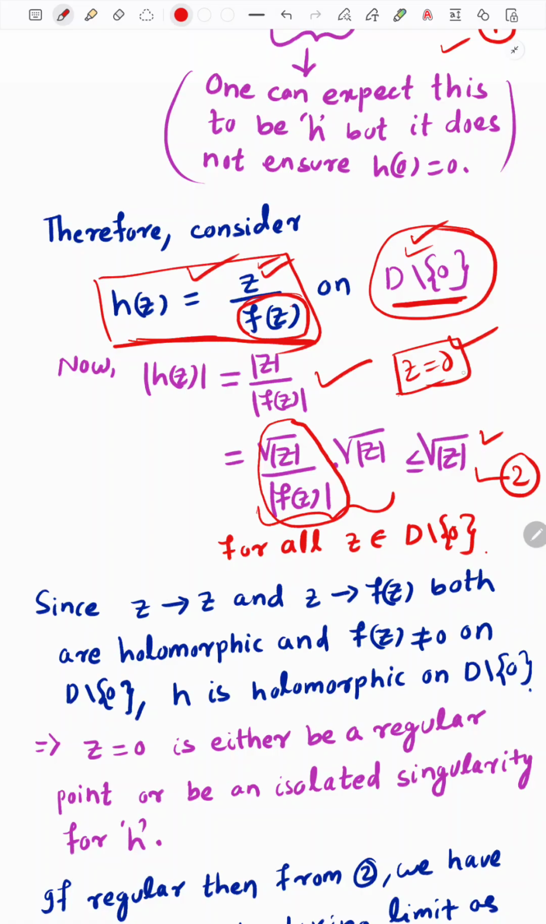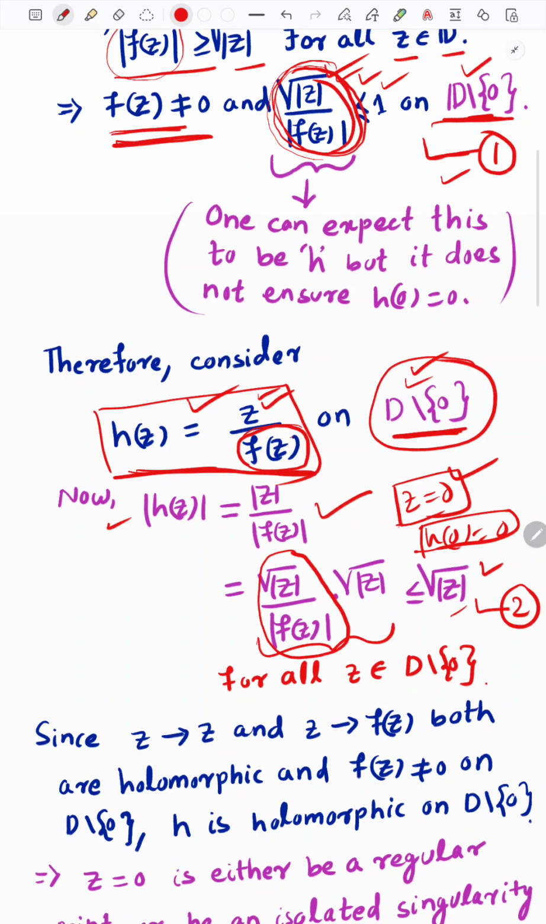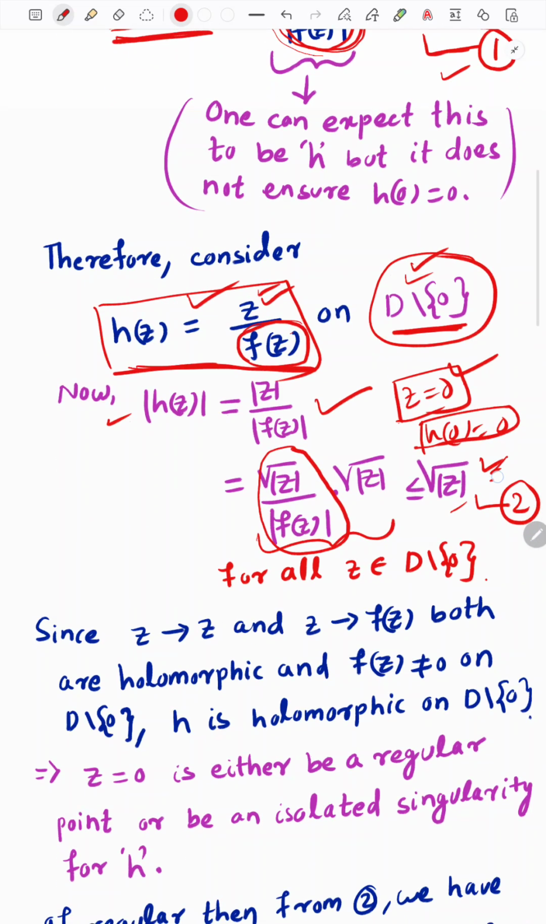z equal to 0, then we can take the limit, since differentiability implies what? Continuity. Then we can take the limit on both sides. Then by the sandwich theorem, it gives h of 0 is equal to 0. So there is no problem to ensure this requirement also. Clearly our modulus of h of z is less than or equal to 1 because modulus of z is less than or equal to 1. This is already coming, but if z equal to 0 is a regular point, we are getting h of 0 is equal to 0.